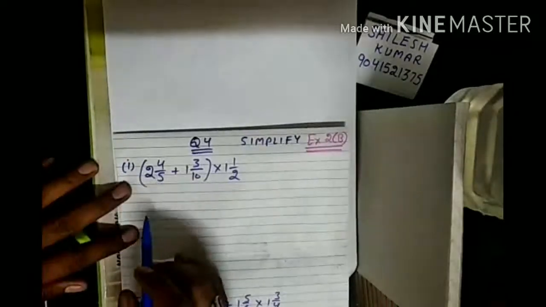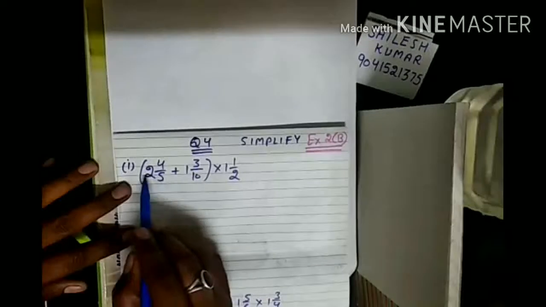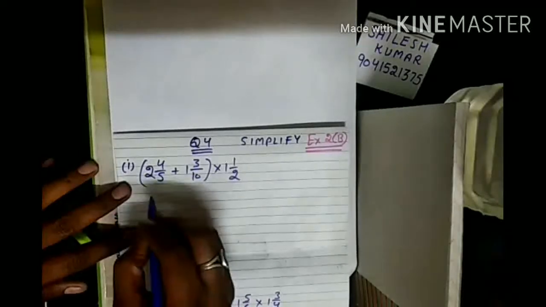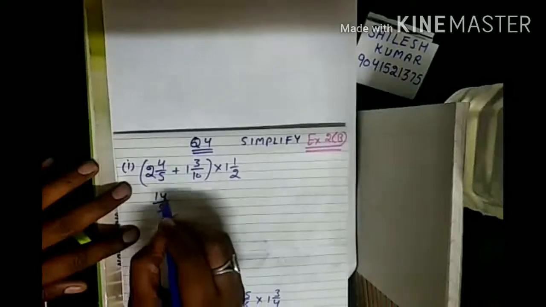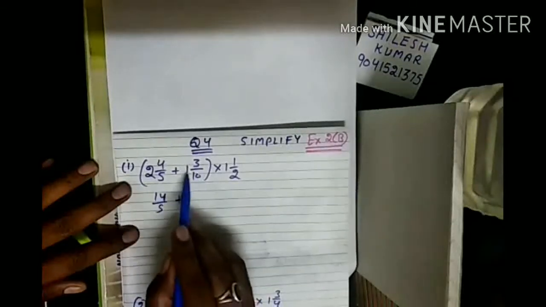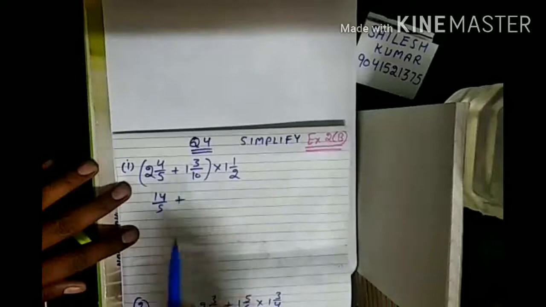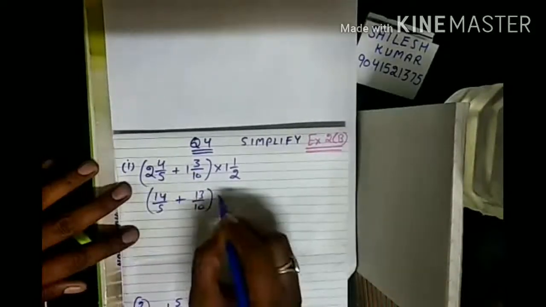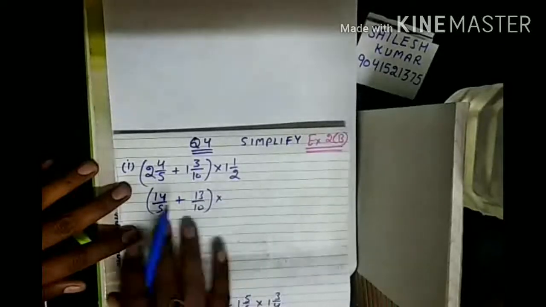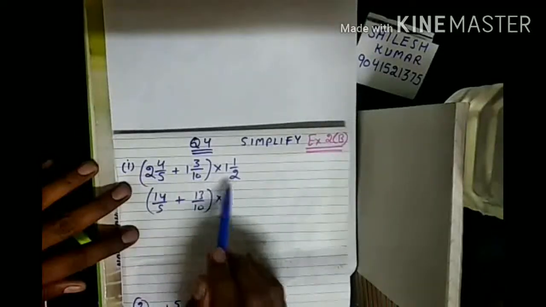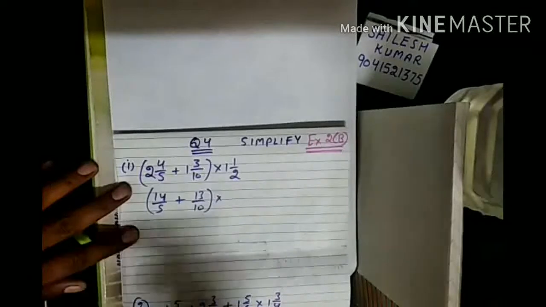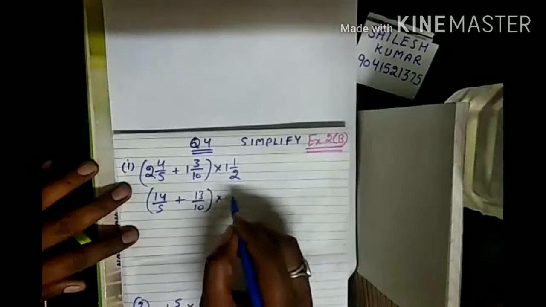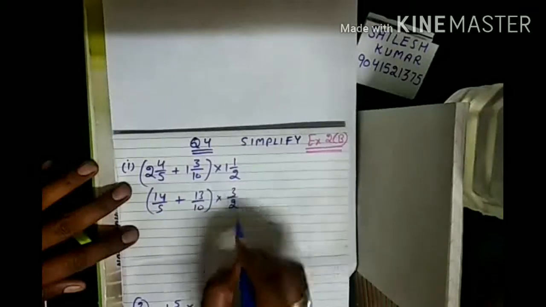We can make it orally: 2, 5. 5 multiply 2 is 10, and 10 plus 4 is 14, so 14 by 5. Plus 10 multiply 1 is 10, 10 plus 3 is 13, so 13 over 10. So first of all, we will convert the mixed fraction into an improper fraction. 2 multiply 1 is 2, plus 1 is 3. Therefore, this becomes 3 by 2.